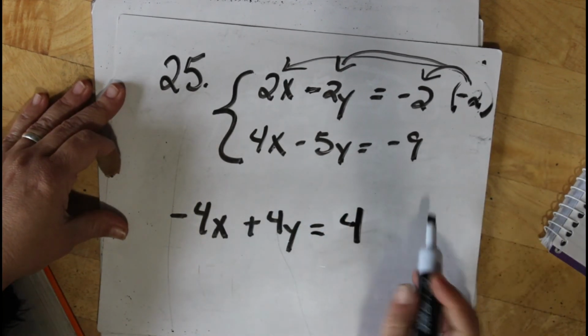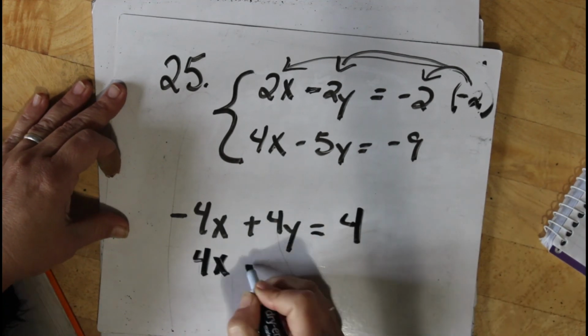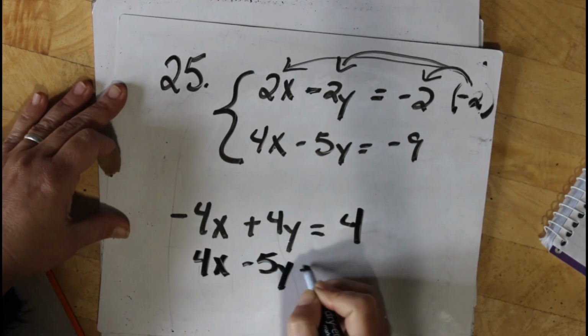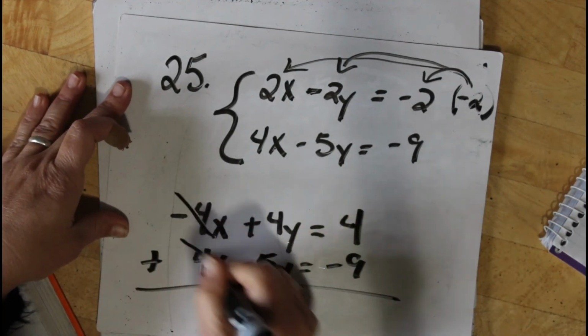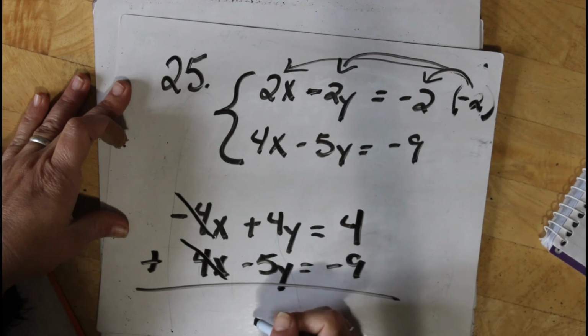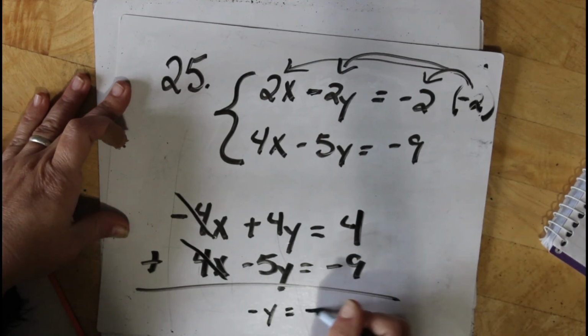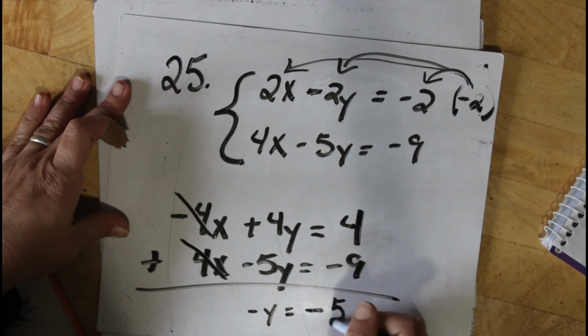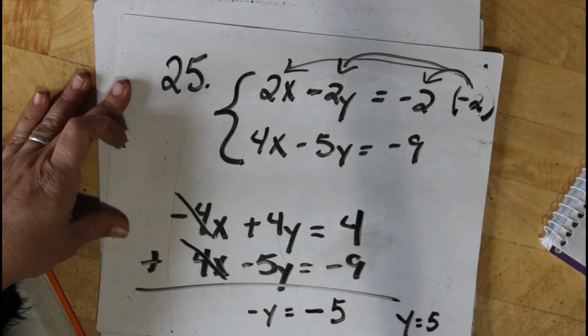Okay, now we're just going to add this equation to the bottom one. We're going to add those two together. These are going to cancel, and we're going to get negative y equals negative 5. So regular y would equal 5. All right, y equals 5.